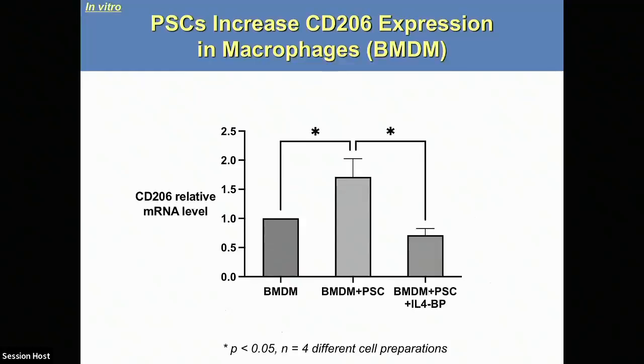And we know that interleukin-4 is one of the cytokines that can polarize macrophages into M2. So we added an IL-4 blocking peptide in the culture system. And we can see the expression of CD206 was brought back to control level, which suggests IL-4 is one of the major mediators of this stellate cell-induced M2 polarization.